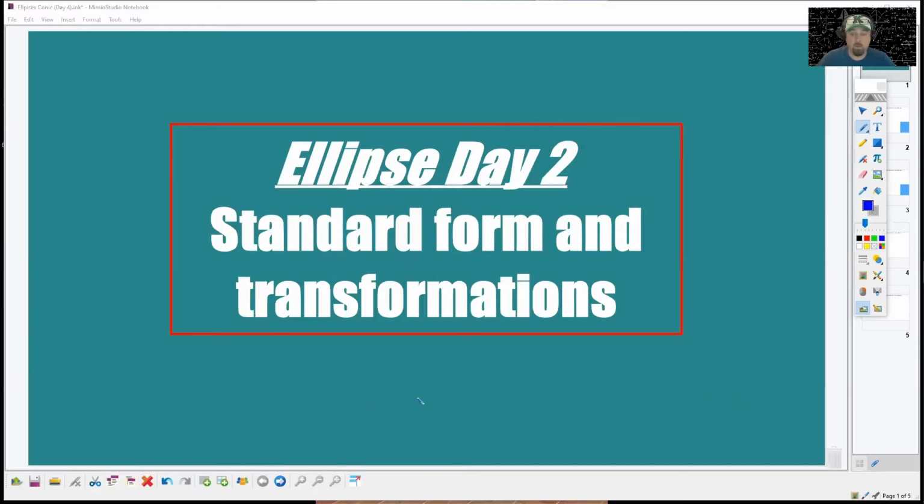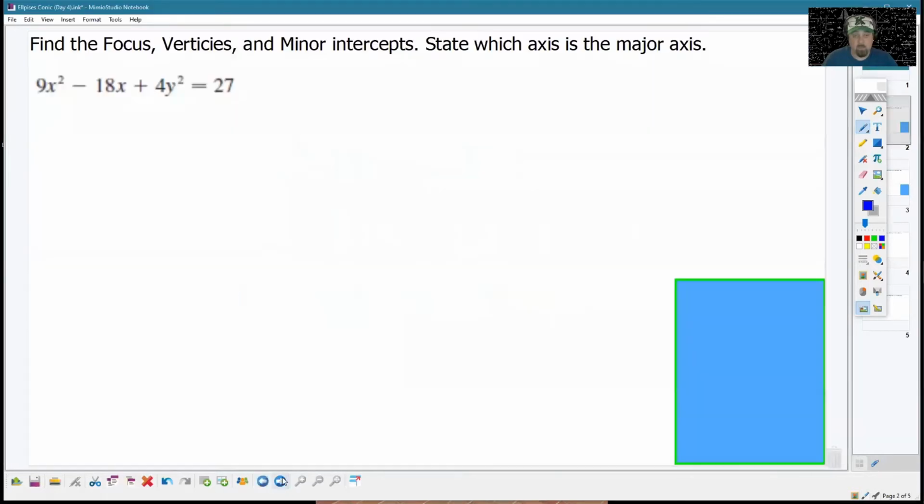Today we're going to talk about ellipses again, but this time we're going to talk about ellipses in standard form and how to deal with some transformations with it. It's going to be very similar to what we did when we worked with parabolas, where we're going to have to complete the square and get these things into a spot where we can see these h and k values and shift them.